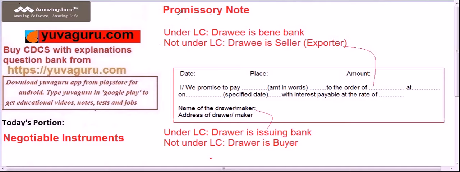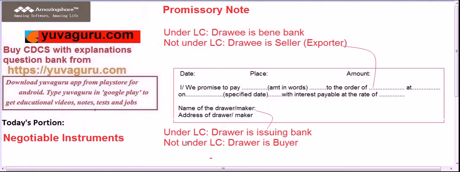The promissory note is the simplest part of the negotiable instrument. It has only two parties: one is the drawer and the second is the drawee or the payee. If the document is under LC, the drawer is the issuing bank. Remember, here the drawer promises to pay to the order of the drawee or the payee. So here the drawer is the issuing bank in case of under LC.